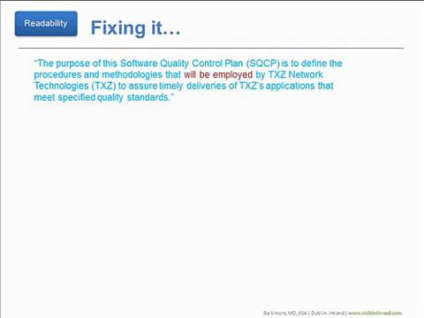So here we start off with something that's been reported. The purpose of this software quality control plan. So this is a software quality control plan. This is text coming out of the report similar to what I showed you a moment ago. So the purpose of this is to define the procedures and methodologies that will be employed by TXE Network Technologies to assure timely deliveries of TXE's applications. I'm already semi-falling asleep at this point. So the message is going right over my head as a reviewer, and I'm just like, well, they're making me read this thing again. So how can we fix this?